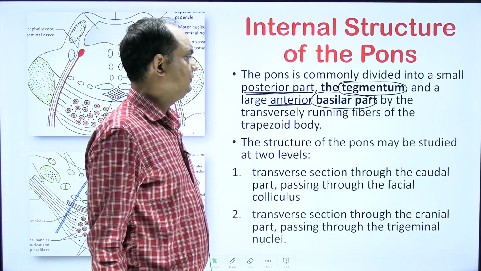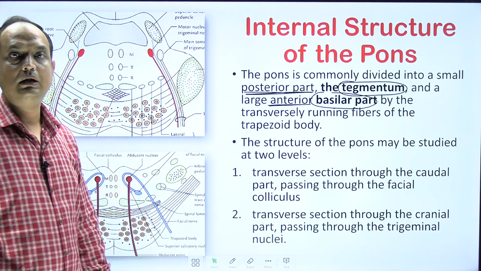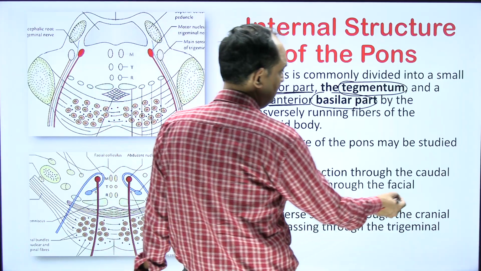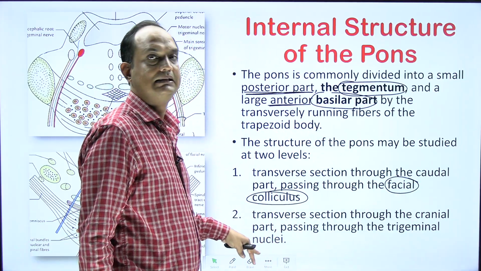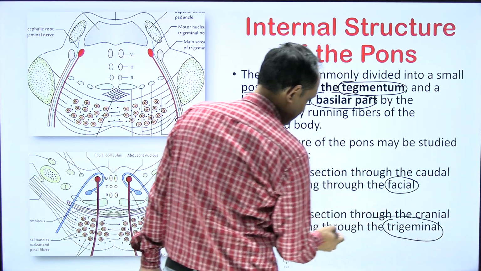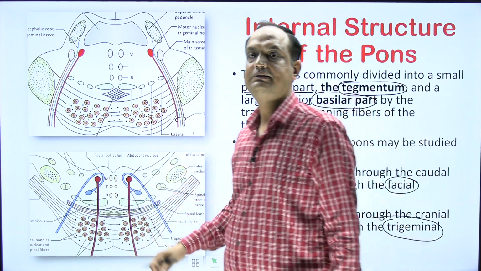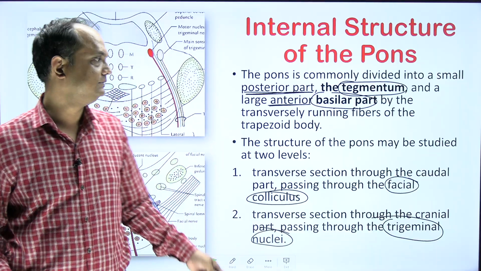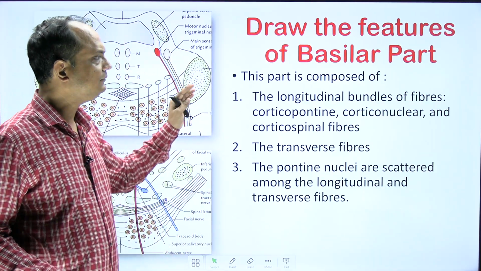Now this basilar part is larger in nature, and it is traversed by transversely running fibers. Now the structure of the pons, I told you, is studied at two levels. One is the lower level, known as the level at the facial colliculus, and the second is the upper level, also known as the level of the trigeminal nuclei. Clear? So we will discuss both these sections one by one. First we will discuss the lower section, and then we will discuss the upper section.